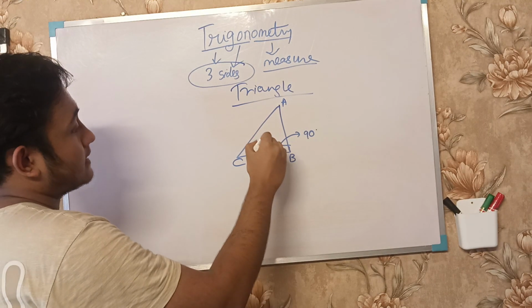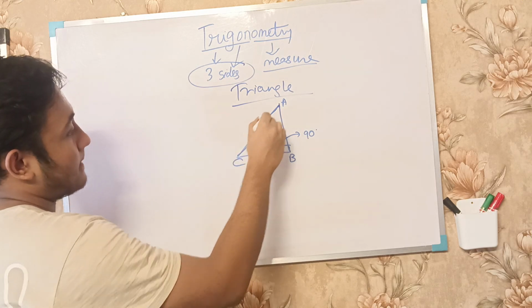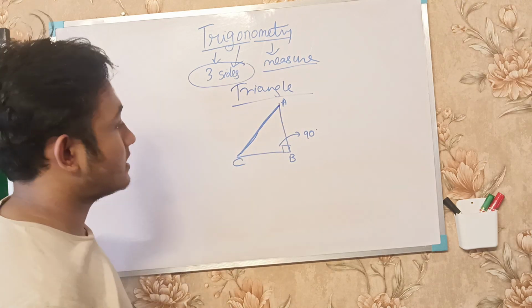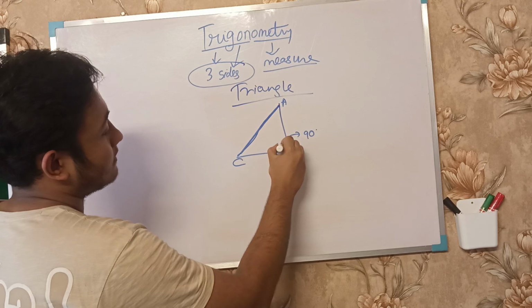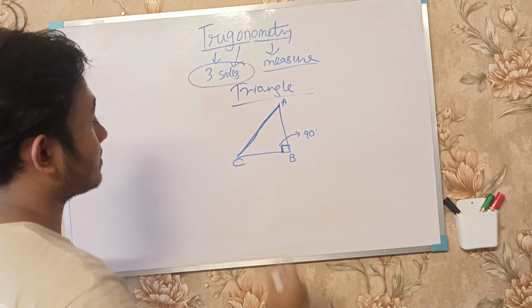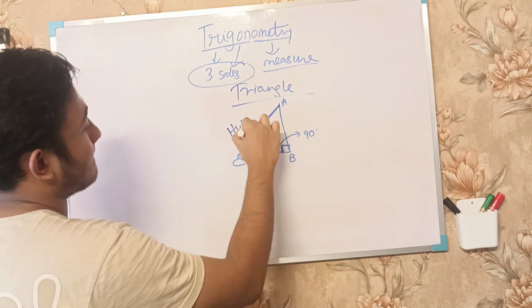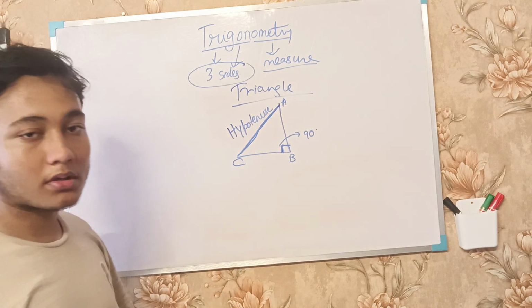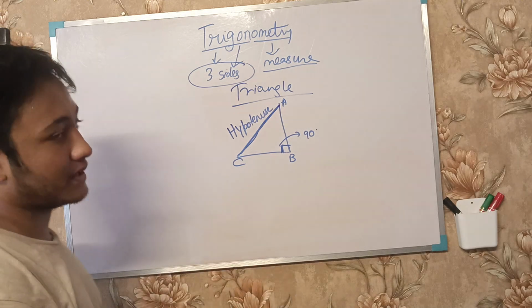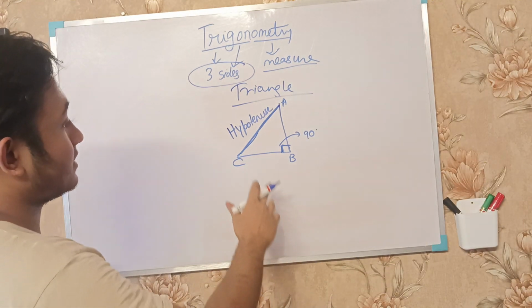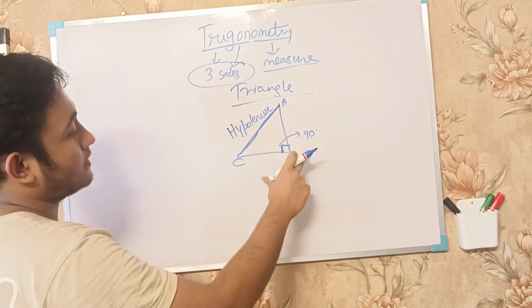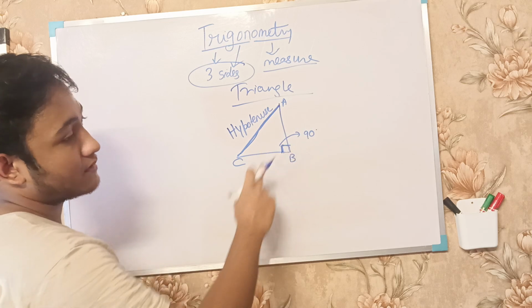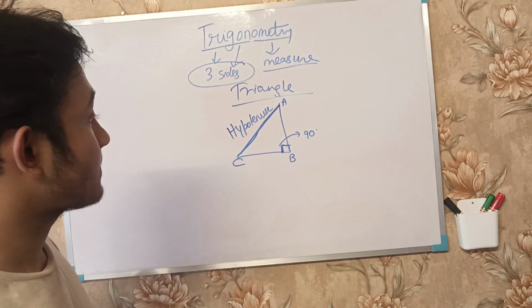So this side AC, which is opposite to the angle which is 90 degrees, is known as the hypotenuse. The hypotenuse of a triangle is always fixed. You cannot change it. It is the side which is opposite to the right angle.